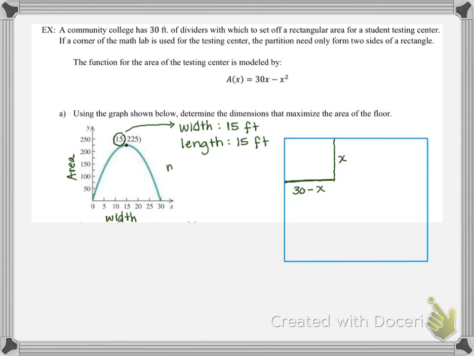So the maximum area that I can make is 225 square feet. So the maximum value of my function is 225 square feet, and it occurs at a width of 15 feet.